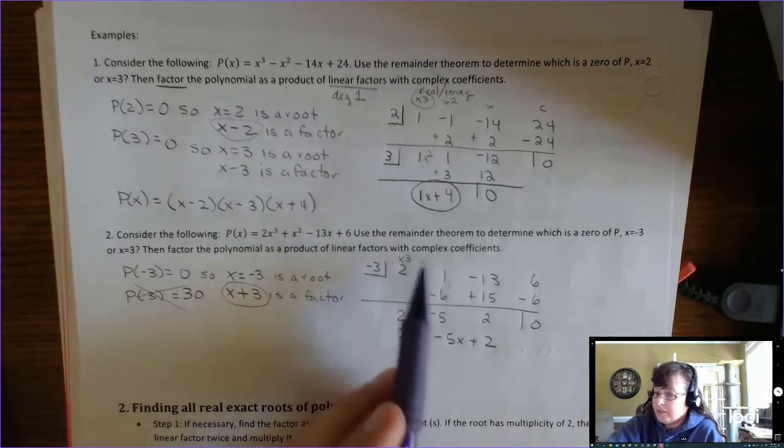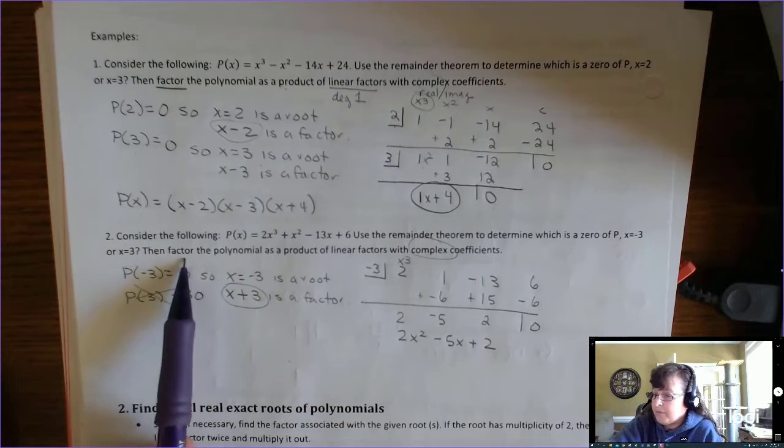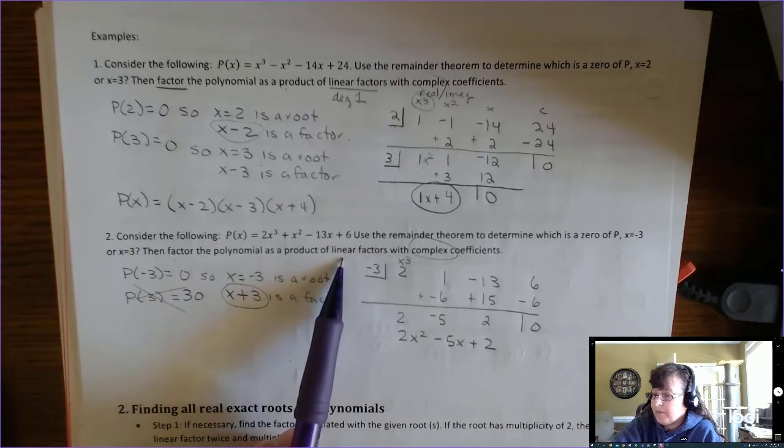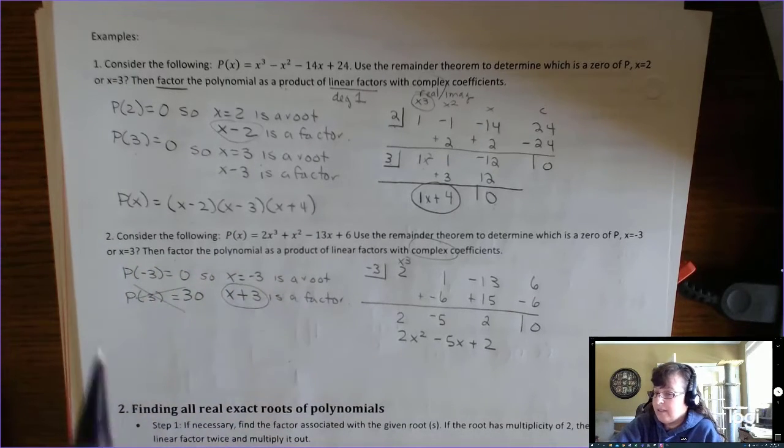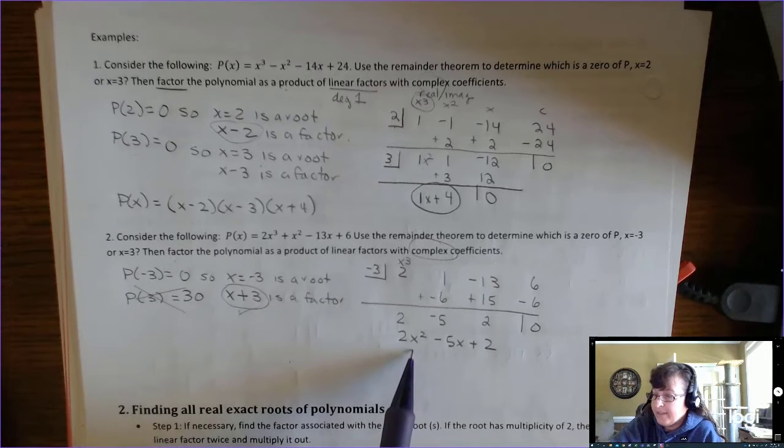And this is where this comes into play. It says factor the polynomial as a product of linear factors. This is a factor, and that's a factor. The problem is that's not linear. So you have to break that down again. And you could try factoring.